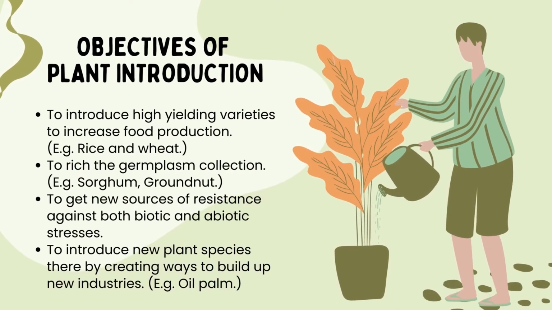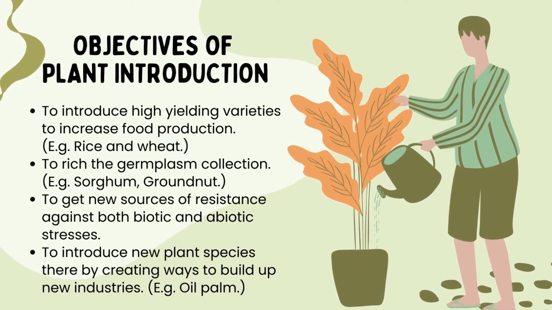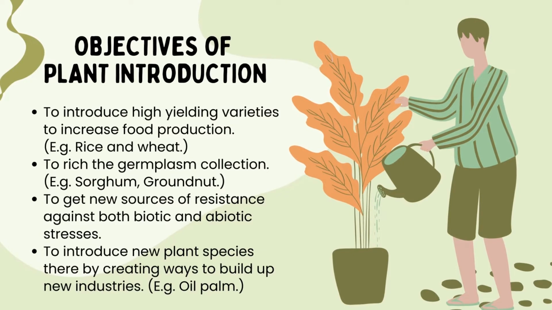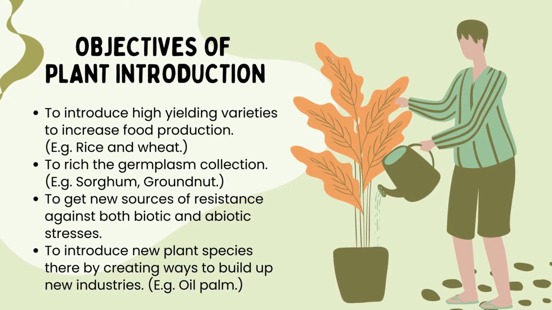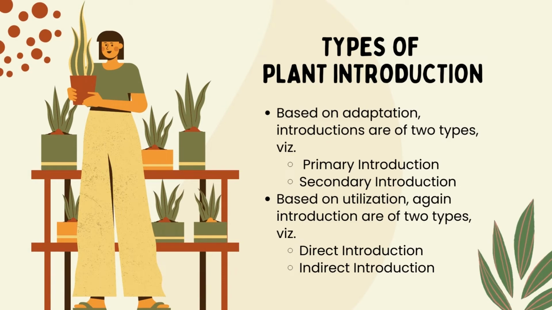Objectives of plant introduction. We introduce high-yielding varieties to increase food production, for example rice and wheat. To enrich the germplasm collection, for example sorghum and groundnut. To get new sources of resistance against both biotic and abiotic stress. To introduce new plant species, thereby creating ways to build new industries, for example oil palm.